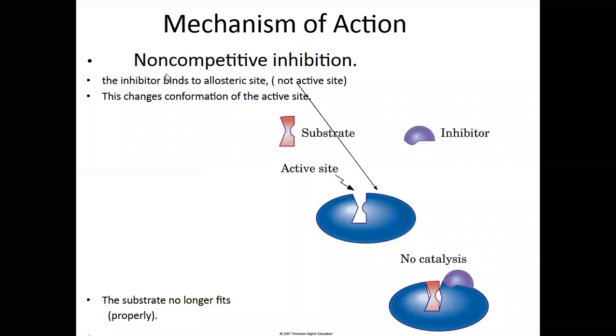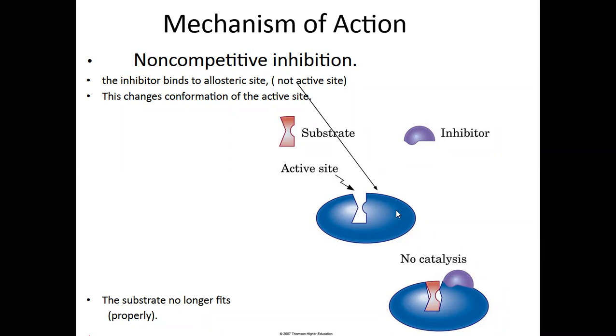And the next one is non-competitive inhibition. Non-competitive inhibition means the substrate contains its own structure, the inhibitor also contains its own structure, and at the same time the enzyme contains its own active sites. Before the formation of the ES complex, the inhibitor occupies another site of the enzyme, the non-active sites of the enzyme. So the non-active sites are occupied by the inhibitor.